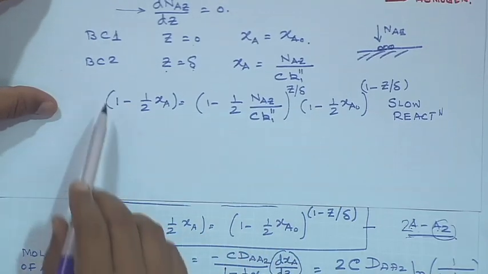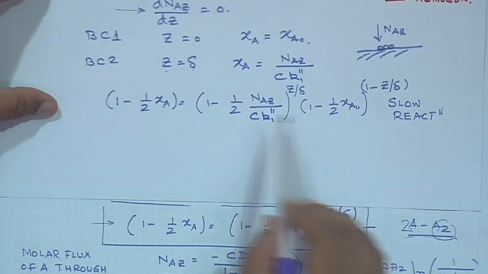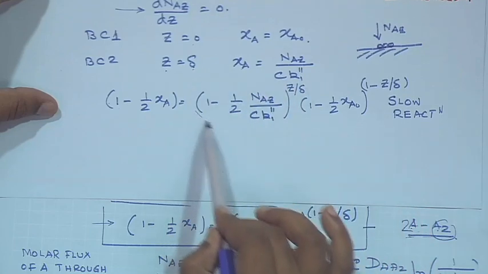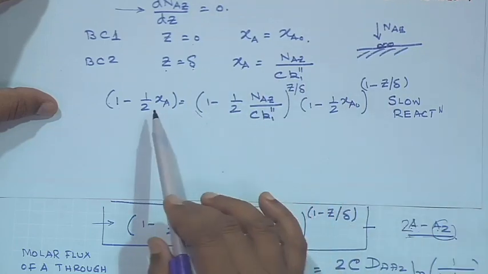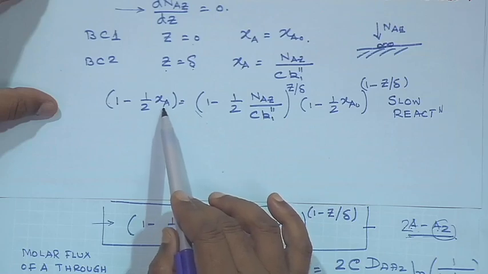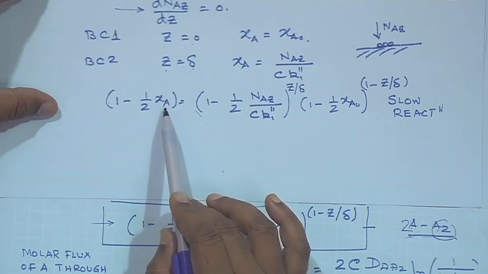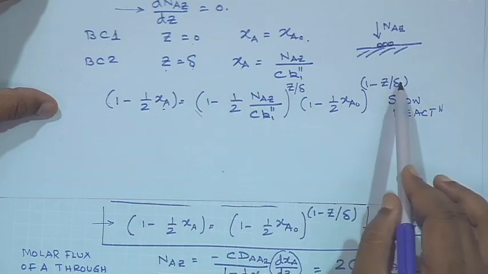So, compare these two and you would see that this additional term appears in the expression of the concentration distribution, or the variation of mole fraction as a function of z.